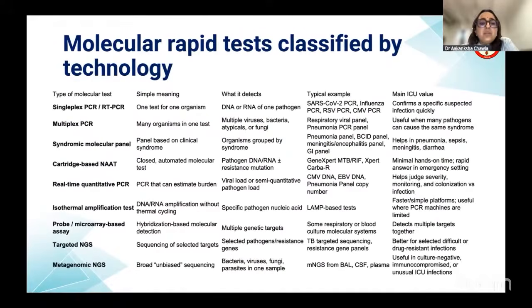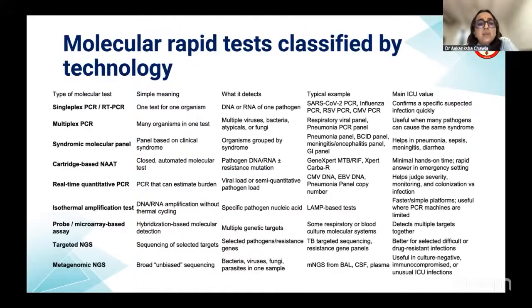Various molecular rapid tests are available, and they are classified by different technology. For example, we commonly use the singleplex PCR, RT-PCR, like our COVID RT-PCR or H1N1 PCR. They detect the DNA or RNA of one pathogen, so it confirms a specific suspected infection quickly. Similarly, we have the multiplex PCR, wherein there are many organisms in one test, like when we send our upper respiratory nasopharyngeal swab for respiratory viral panel. These are useful when many pathogens can cause the same syndrome.